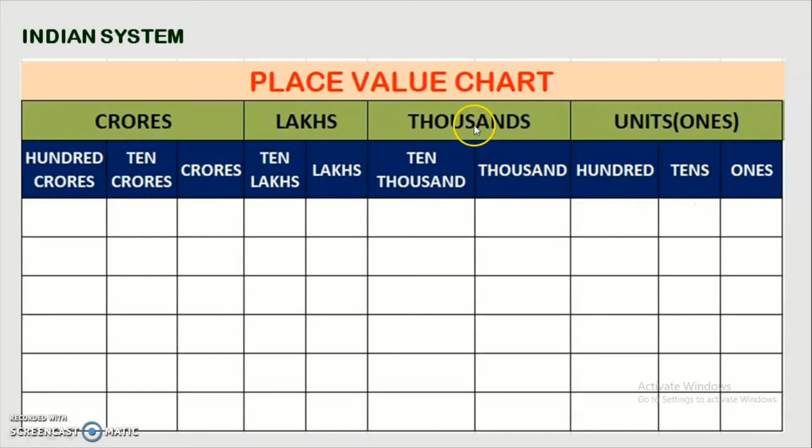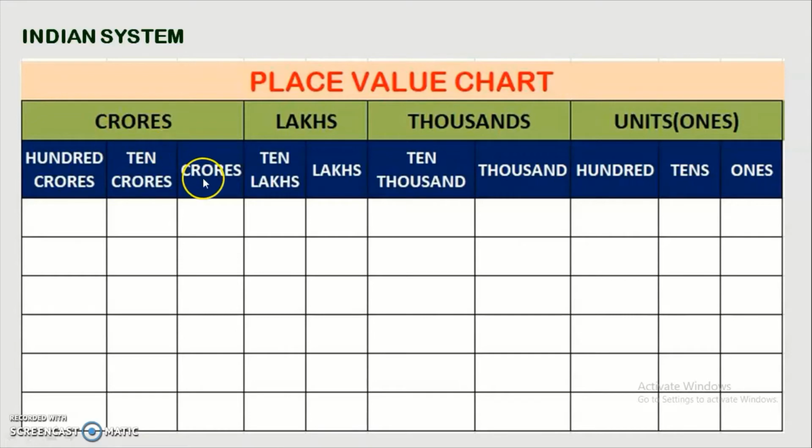See here, under thousands we have two columns. One is 1000, another one is 10,000. Similarly under lakhs we have two columns. One is lakhs, another one is 10 lakhs. But in crores we have three columns given, but actually there will be more columns. So the highest value in the Indian system is crores.